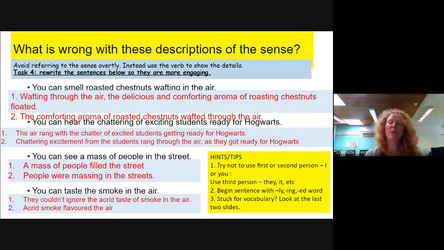Once you've done that, you might also just want to spend a moment looking at the hints and tips for descriptive writing, particularly ones that talk about how you start your sentences. Okay, pause the video now.